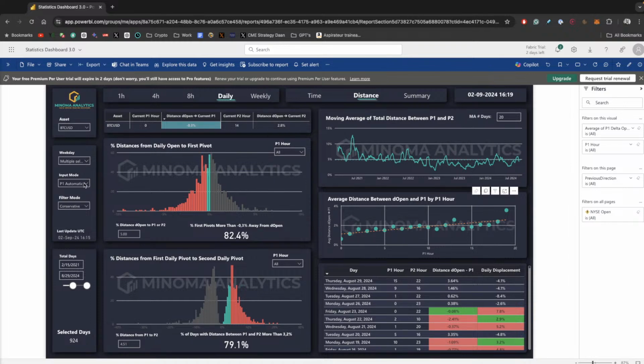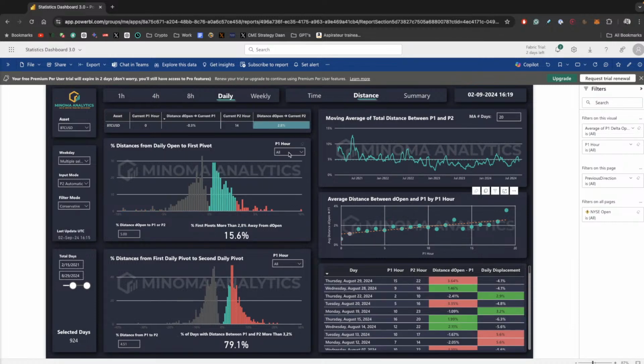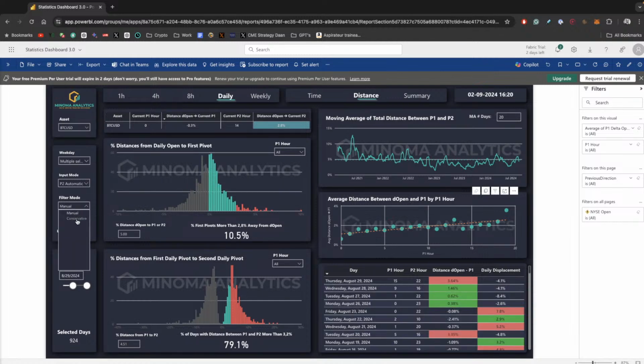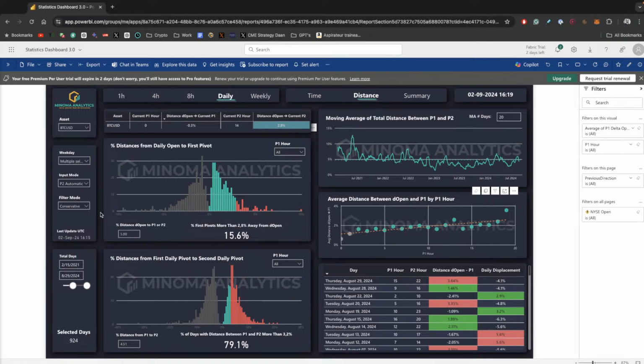Whereas if you press P2 automatic and conservative filter mode, you will no longer be able to select hours 0 and 1. And you can also see that right here, that the data changes. Now, that is probably still clear. Let me now elaborate a little bit on why I made these changes.